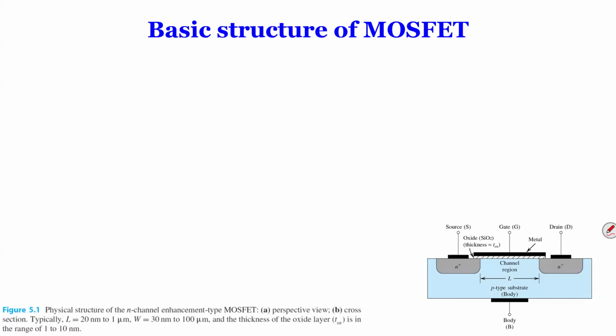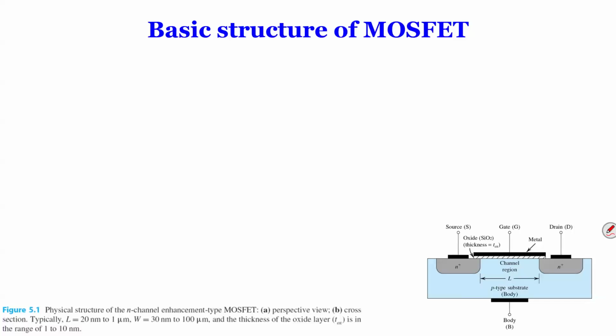The other definition is here, the metal is connected to gate. And between gate and this channel, later on we're going to talk about why it's called a channel. And this is the oxide thickness, we call it TOX, and it's a silicon oxide.